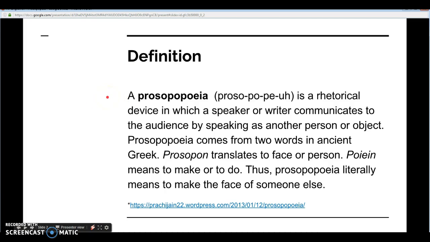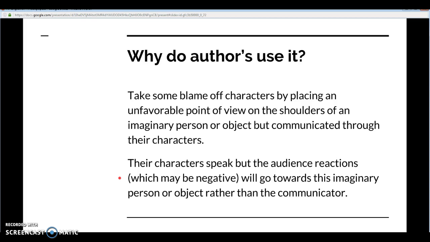Prosopopeia is ultimately a rhetorical device in which a speaker or writer communicates to the audience by speaking as another person or object. Now, prosopopeia comes from two words in ancient Greek, prosopon, which translates to face or person, and poiein, which means to make or to do. Thus, prosopopeia literally means to make the face of someone else. And if you're a Game of Thrones fan, this should remind you a little bit of Arya, who is quite literally a prosopopeian. Alright, back to the video.